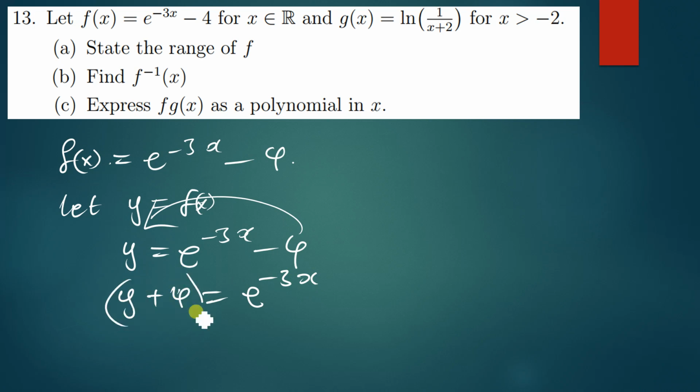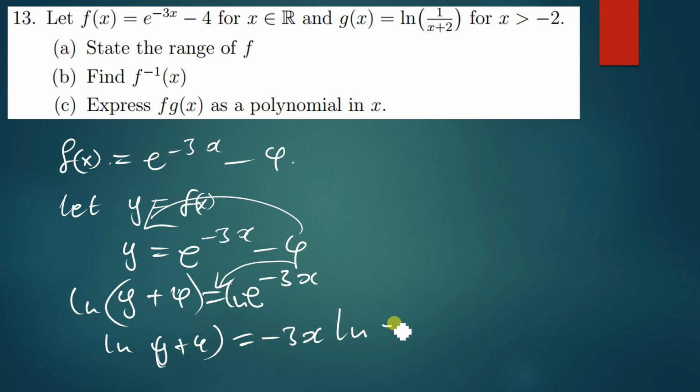Then to make x the subject, we're going to introduce ln on both sides, so that we have ln of y plus 4 being equal to ln of e to the power -3x. According to the rules of log, the -3x will drop down, so that we just have ln e there. You know that the natural logarithm of e is equal to 1.